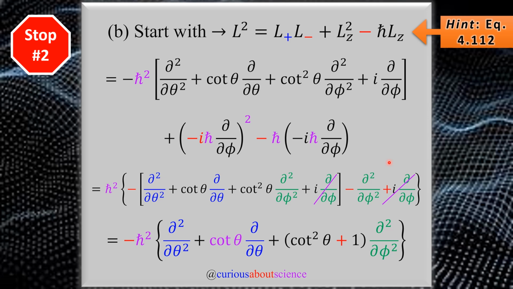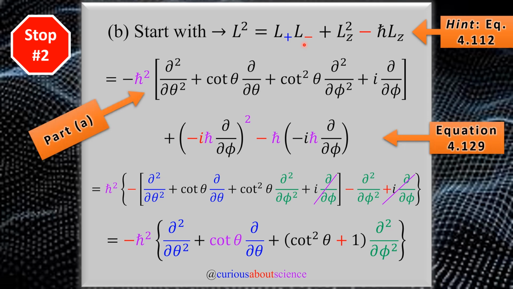But no, enough with my ranting. What else do we know? Well, the L plus L minus, we just saw that last time. And we just proved that. So we also know from equation 4.129 that the functional representation in the differential sense of Lz is negative i h bar d by d phi.